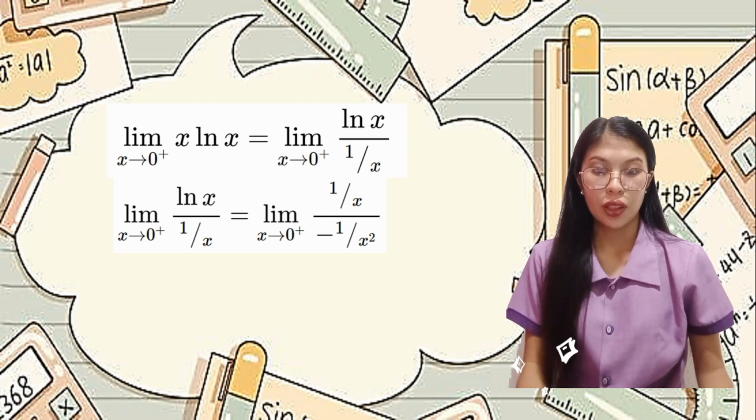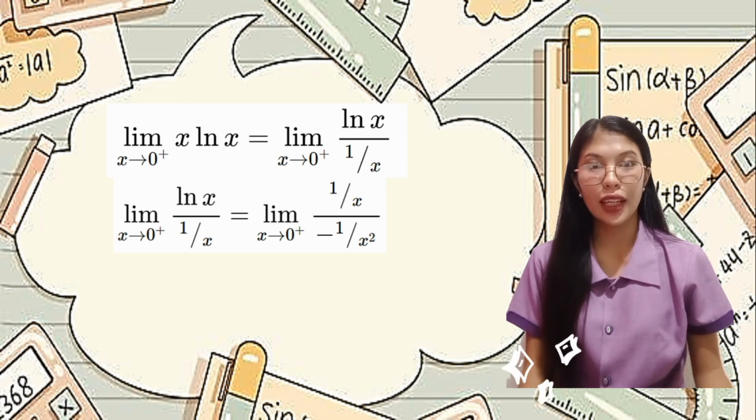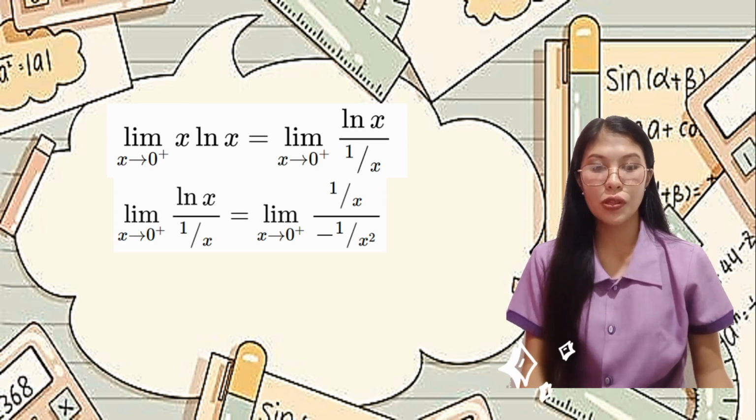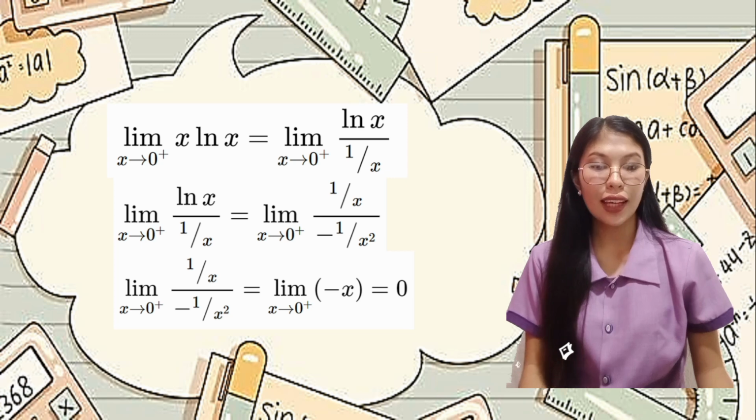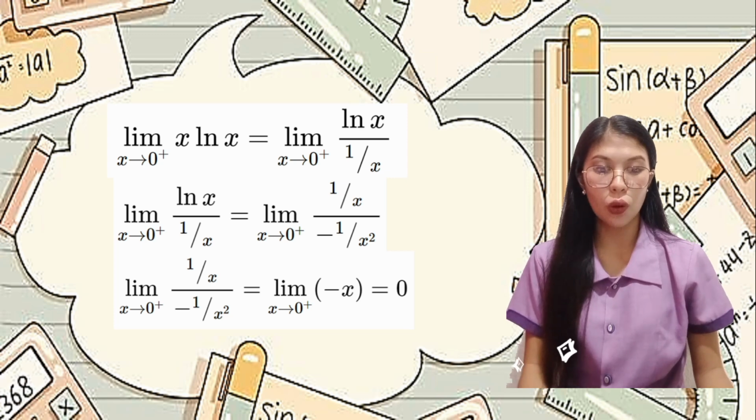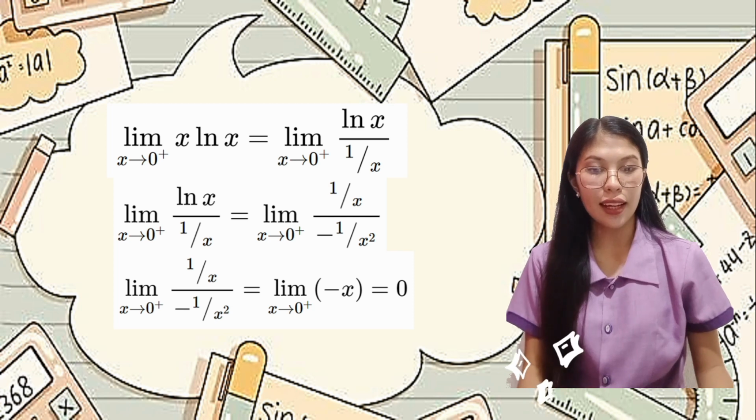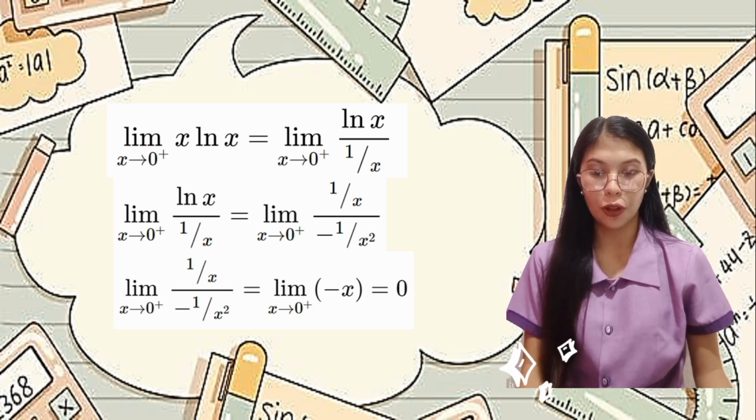So, we can now evaluate that one. Since we have the same numerator and denominator, and they only differ in the power, we can cancel that out and we remain with negative x. So, when we take the limit, which is 0, the answer of the limit of x ln x as x approaches 0 is 0.